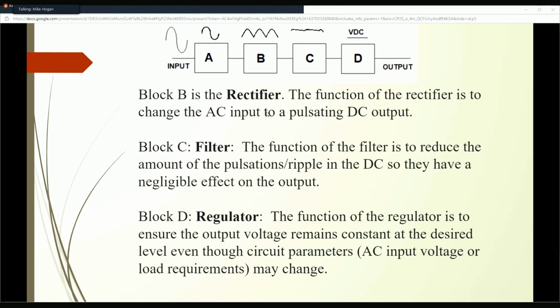All right, so those are the four blocks that we're going to look at, and we're going to step through B, C, and D. We'll take a look at A, but we briefly talked about the transformer. We'll look at it in circuit, but we're also going to look at B, C, and D, the rectifier, the filter, and the regulator, looking at the components that we already know and seeing those schematics as to what those will look like.